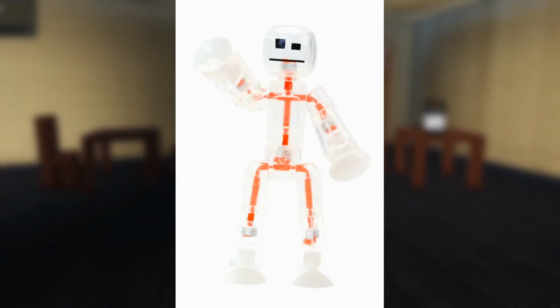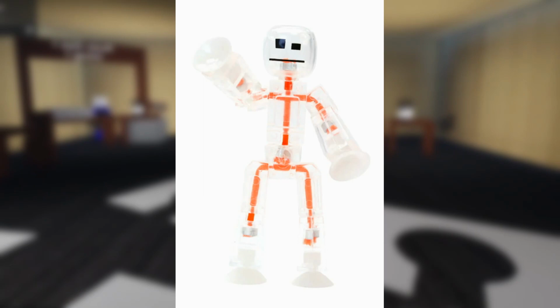This guy's a Target exclusive, or was. Eventually, he made his way outside of Target, but was eventually discontinued, sadly. This is a really good figure and one of the most iconic Stikbots, so it's a shame they don't make him anymore. But he wasn't the only Target exclusive planned.